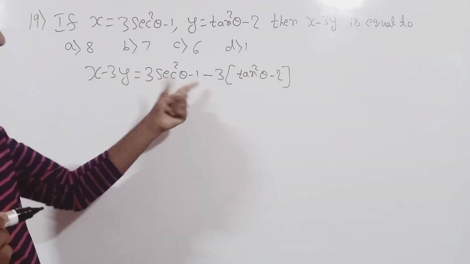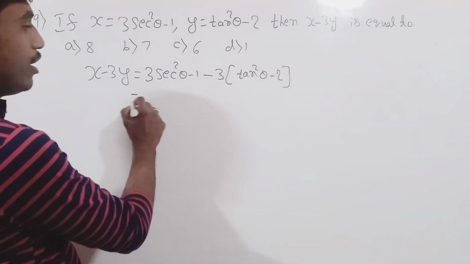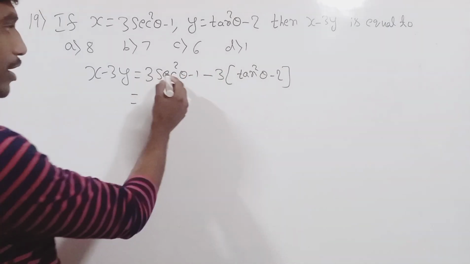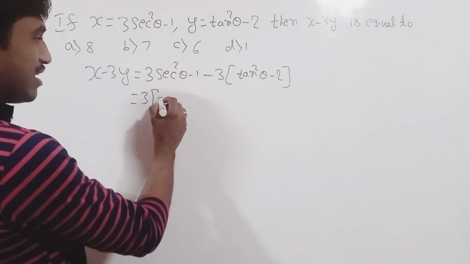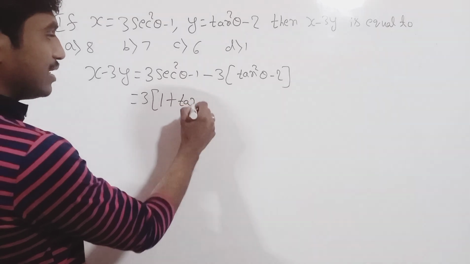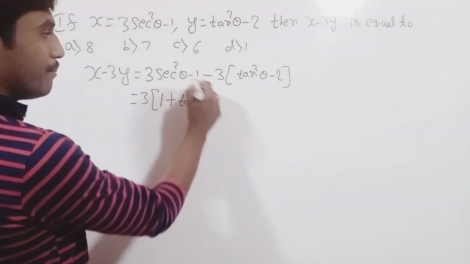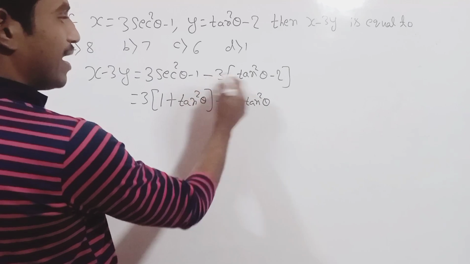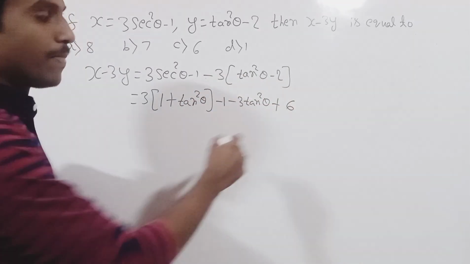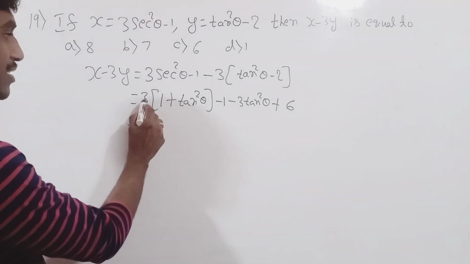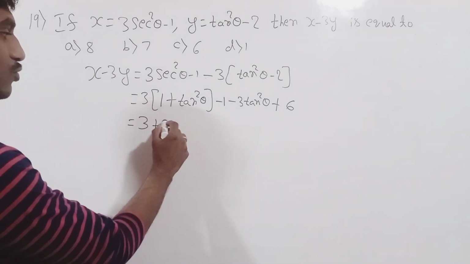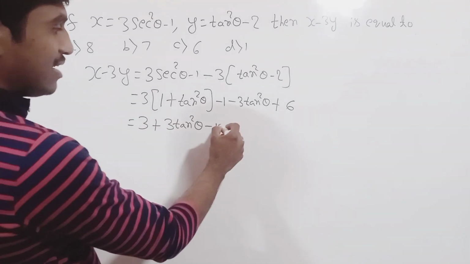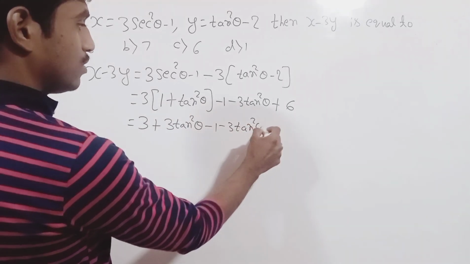So x minus 3y. Here, in order to solve, either we express tan in terms of secant or secant in terms of tan. So here 3 into, in place of secant square theta, we can write 1 plus tan square theta, minus 1, minus 3 into tan square theta is 3 tan square theta, minus into minus plus 3 into 2 is 6. So we got 6 here. We will expand this also. That is 3 into 1 is 3 plus 3 into tan square theta is 3 tan square theta, minus 1, minus 3 tan square theta, plus 6.